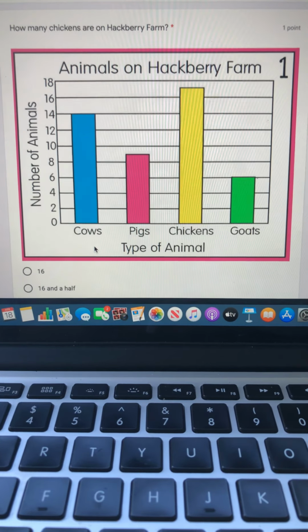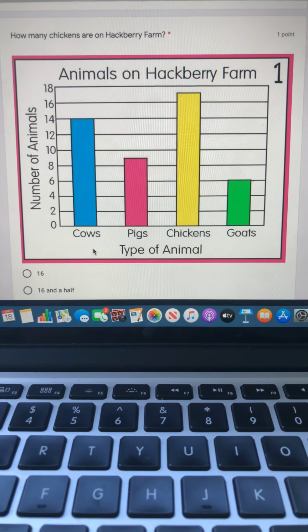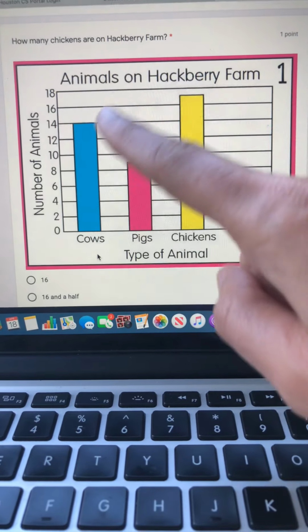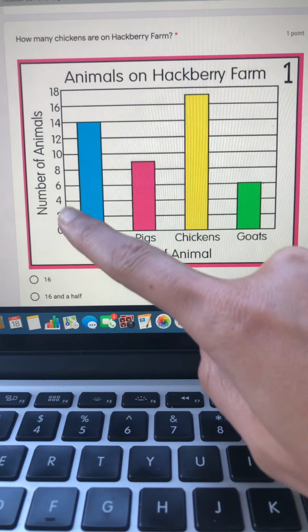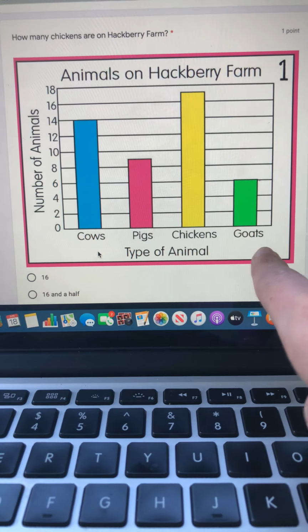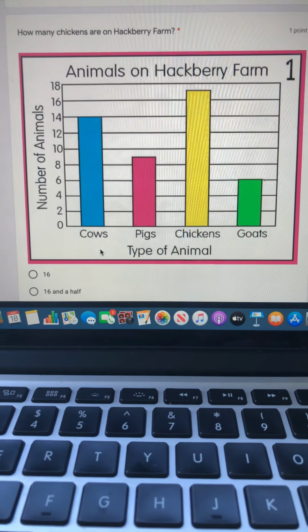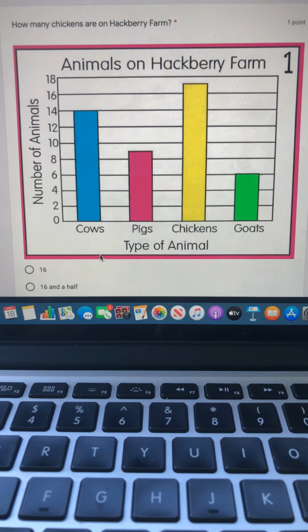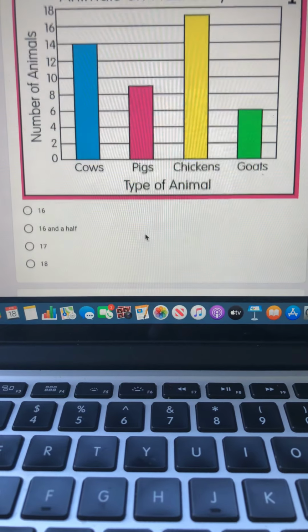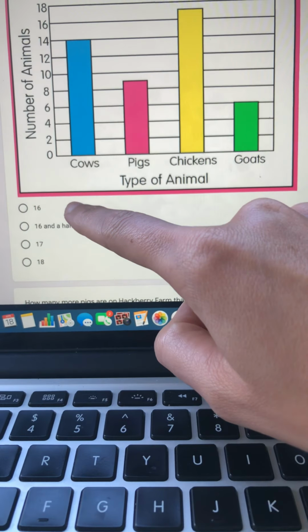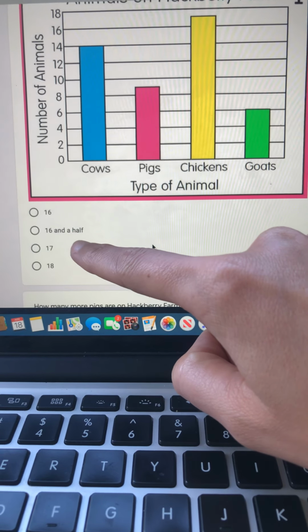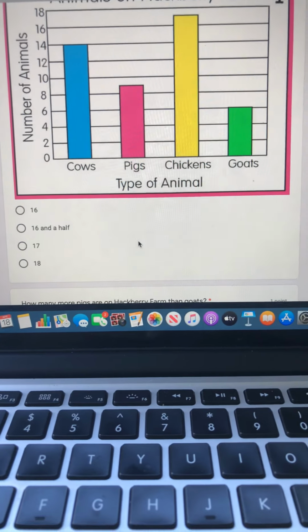All right, the first question asks, how many chickens are on Hackberry Farm? This graph shows you at the bottom the type of animals that are on Hackberry Farm, and on the side it shows you the number of animals. So for this first question, you have to tell me how many chickens are on Hackberry Farm. Is it 16, 16 and a half, 17, or 18?